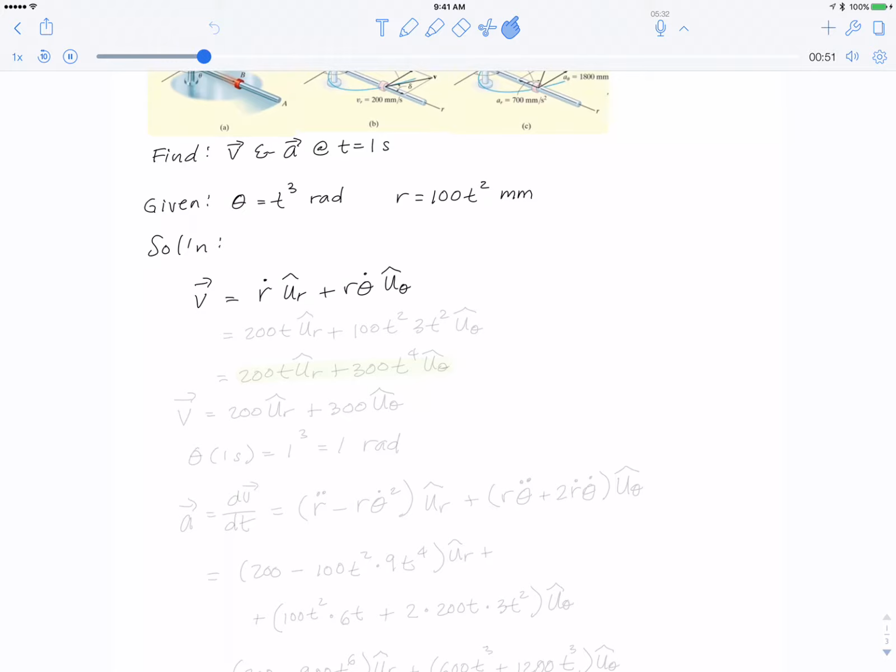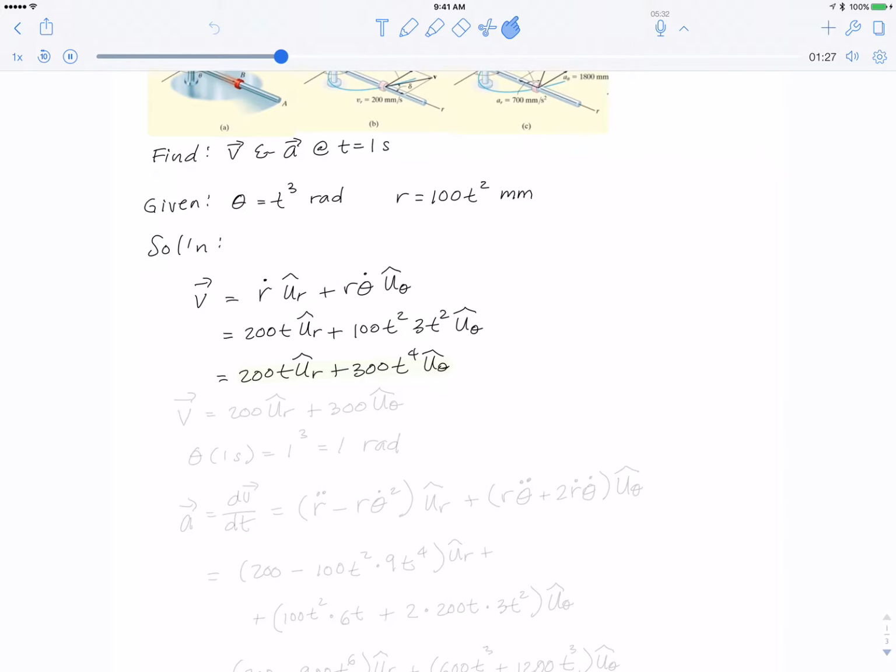Okay, so all we have to do is put in the functions of time. The first derivative of r is 200t, and r is 100t squared. And the first derivative of theta with respect to time is 3t squared. So that equals 200t in the r direction and 300t to the fourth in the theta direction.